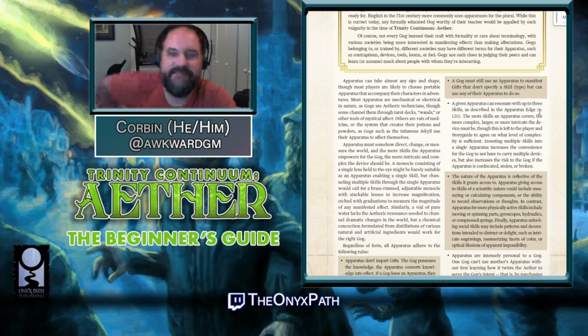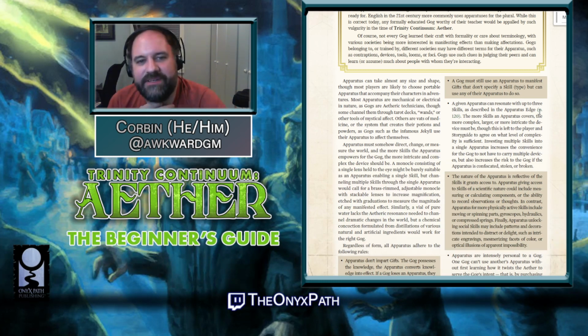So this basically means if there is no skill type associated with it, any apparatus can be used to create that effect. A given apparatus can resonate with up to 3 skills, as described in the apparatus edge. The more skills an apparatus covers, the more complex or larger or more intricate the device must be, though this is left to the player and story guide to agree on what level of complexity is sufficient. Investing multiple skills into a single apparatus increases the convenience for the Gog to not have to carry multiple devices, but increases the risk to the Gog if the apparatus is confiscated, stolen, or broken.